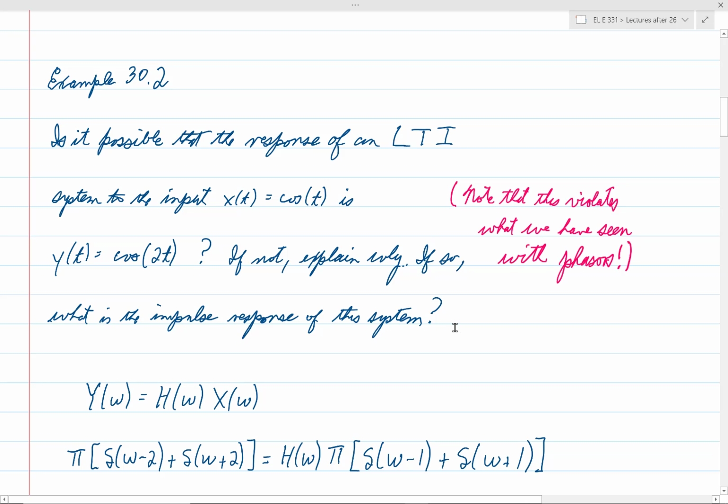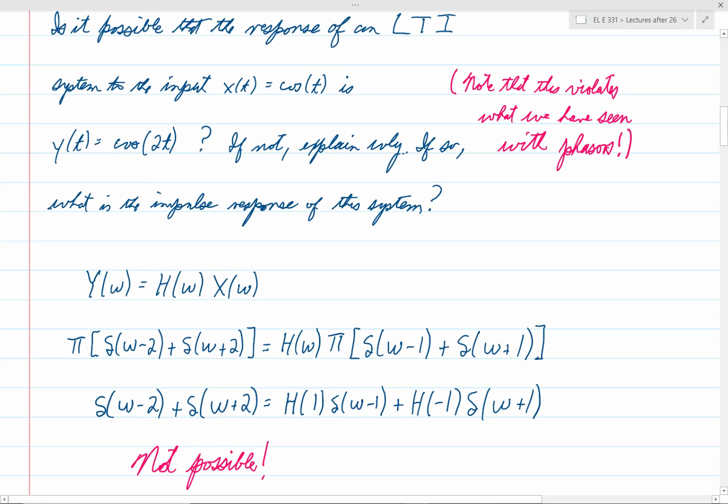Well, if you think about this for a moment, right away you might become suspicious. Because remember, if you have a system with input x of t equals cosine t, then you can use phasor analysis, and you know that the output will be a sinusoid of the same frequency. But here we're getting an output that's a sinusoid of a different frequency. So this doesn't look right. It doesn't look right at all because this disagrees with everything we've done with phasors. So let's try to understand why it's not right.